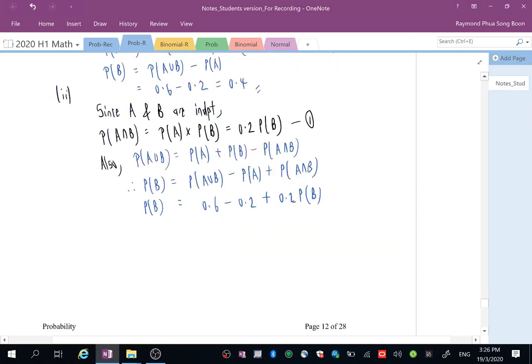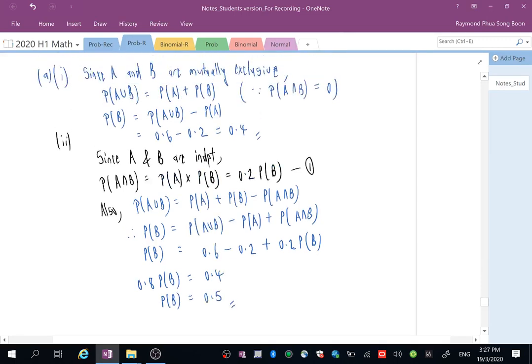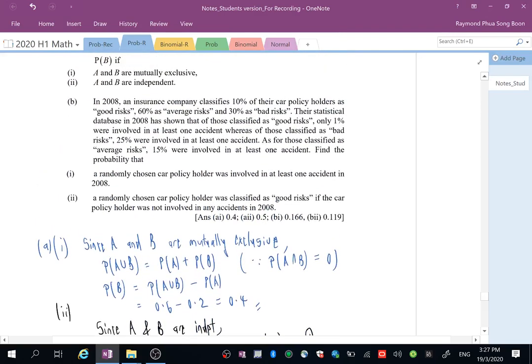Now, with some manipulation, I get 0.8 times probability of B is equal to 0.4. So probability of B is just 0.4 divided by 0.8, which is half or 0.5. Okay, so that would be the answer for part A, part 2. Now, let's look at part B.